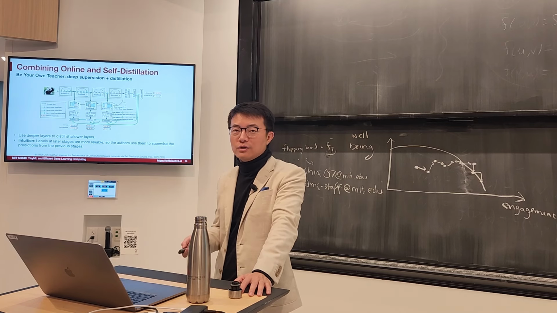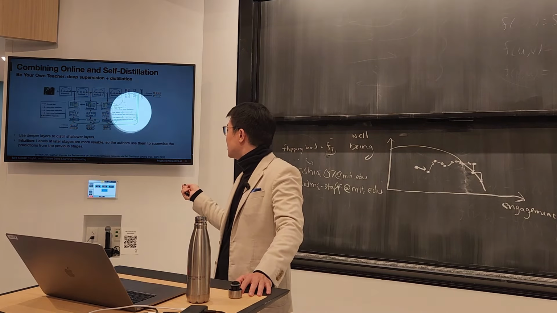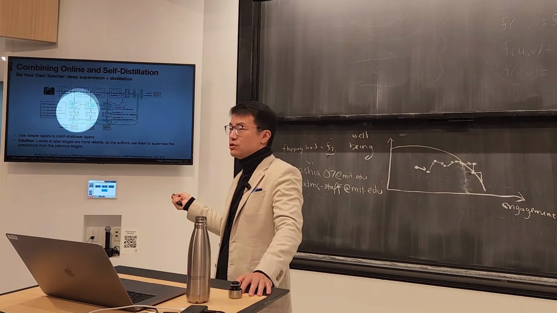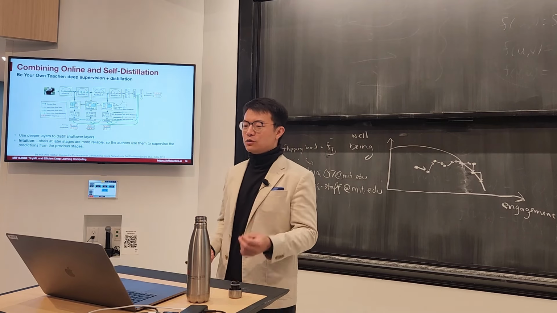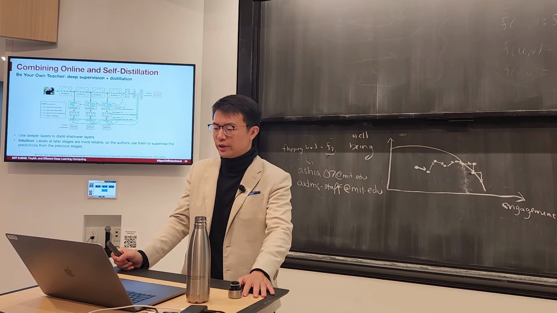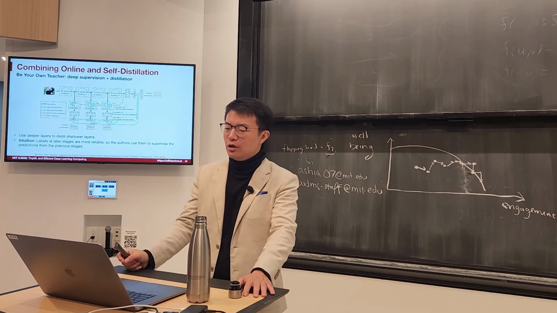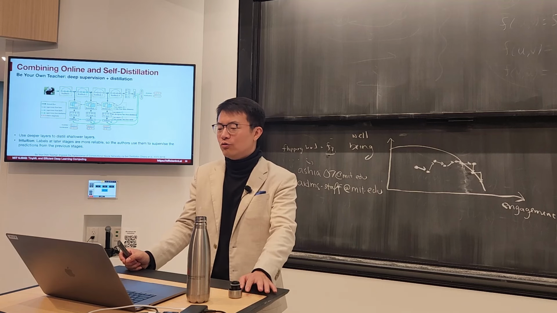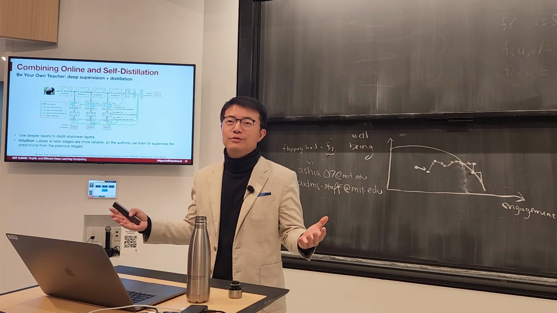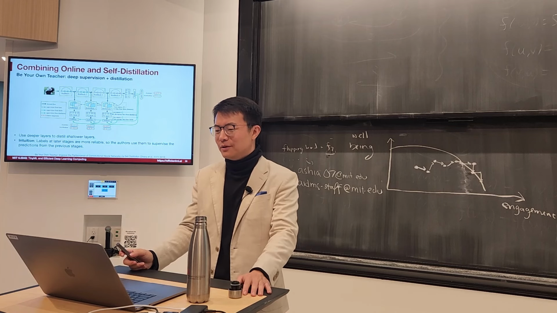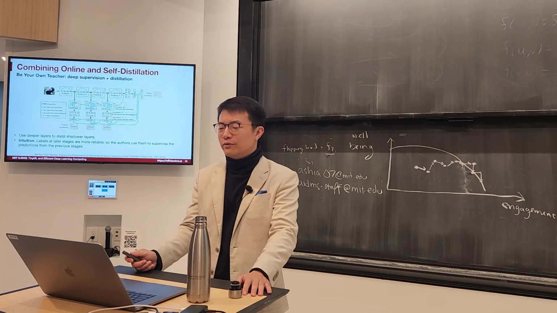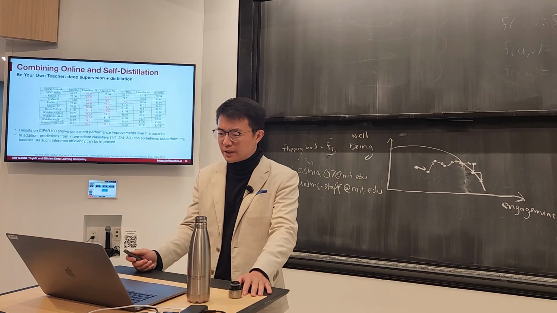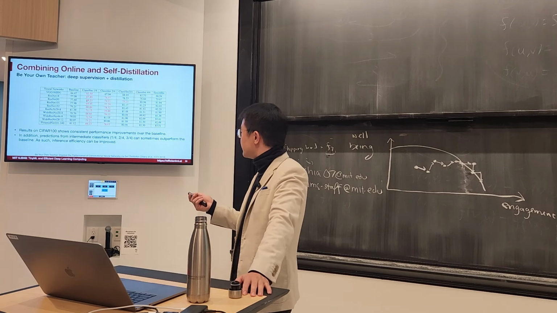And the teacher is very simple. It's just a deeper layer to supervise those shallower layers. The intuition is that the labels at a later stage are more reliable, so the author used them to supervise the predictions for the previous stages. So no teacher, you are your own teacher, using the deeper layer to supervise the shallower layer. Let's see how that works.